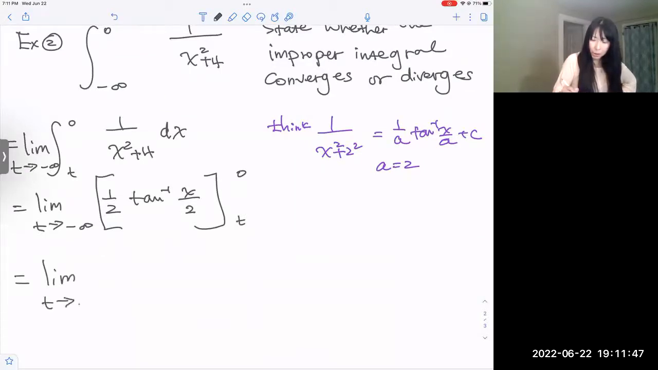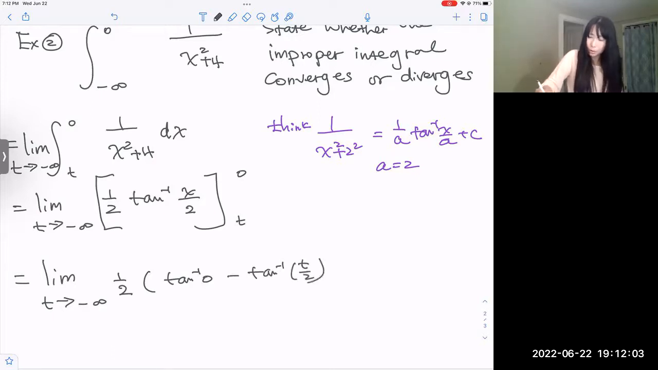Now, the limit as t approaches negative infinity. We have 1 over 2 times arctangent of 0 over 2, which is 0, minus arctangent of t over 2.